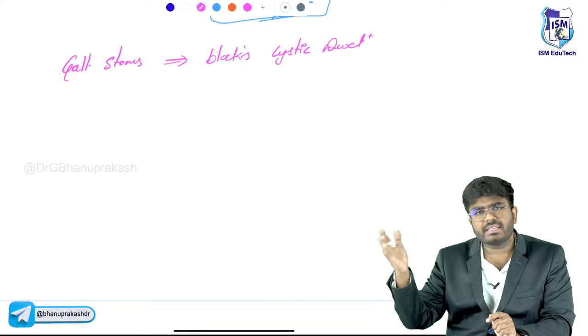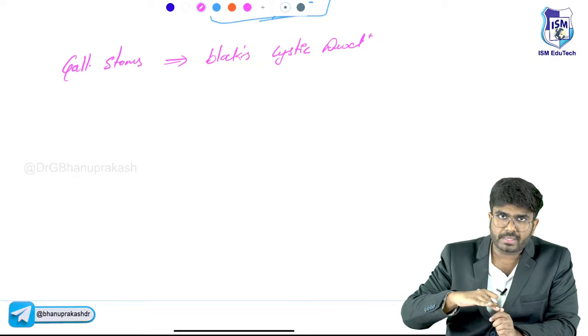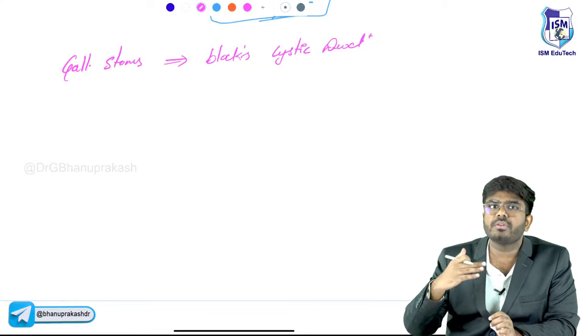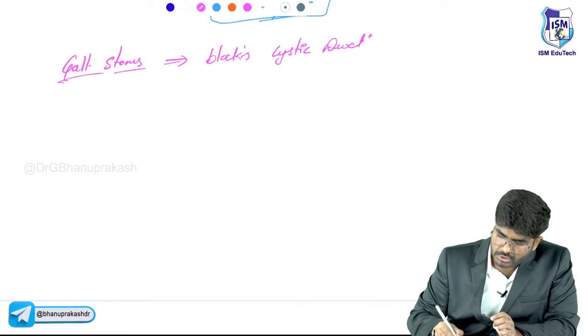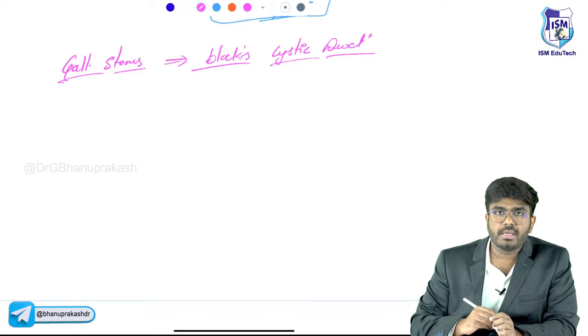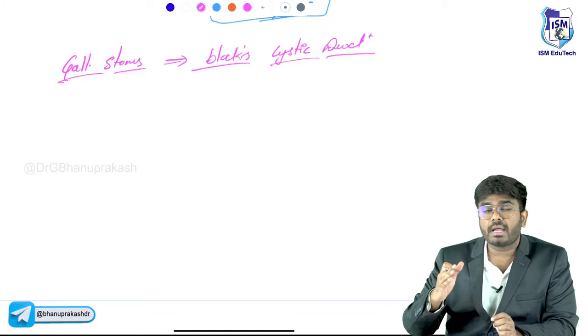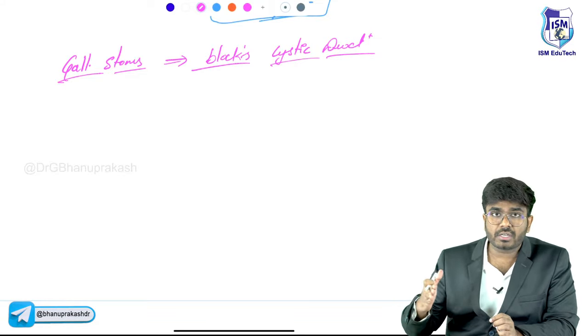Okay, they block, and again they usually come back. The block is going to usually relieve. So the gallstones occasionally block the cystic duct. When they are blocking the cystic duct, what happens? Now the bile cannot go out.